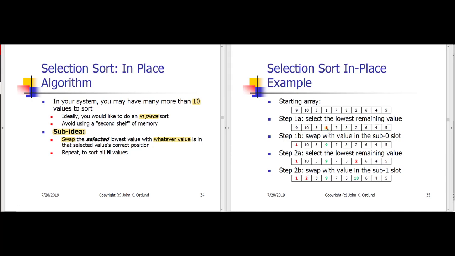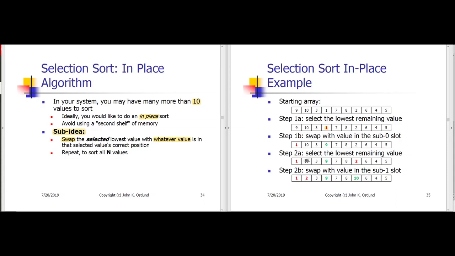But this time, instead of moving volume 1 to a different shelf, we're just going to put volume 1 into its correct position, which is the first position, and the value that was there, 9, is going to be swapped into the place where 1 used to be. So we select the 1, and then we swap the 1 with the volume that was in its location, in this case 9.